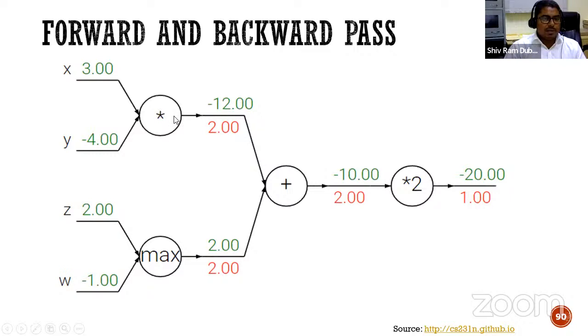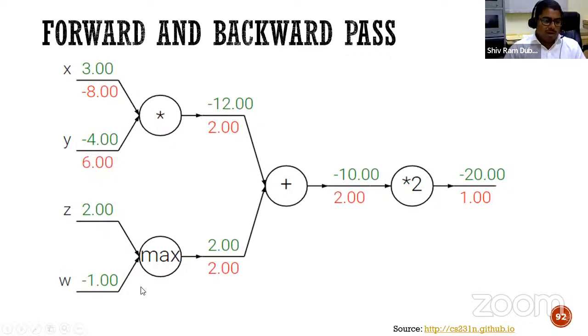Because this is a multiplication function, the local gradient del z by del x will become y, and the current value of y is minus 4. So the local gradient will become minus 4. So minus 4 into 2 will become the final gradient for parameter x, that is minus 8. Similarly, we can compute for y. The local gradient will become the value of x, which is 3. So 3 into 2 becomes 6.